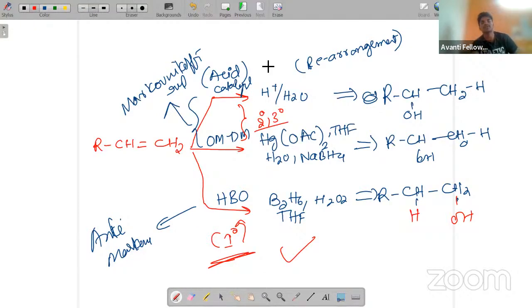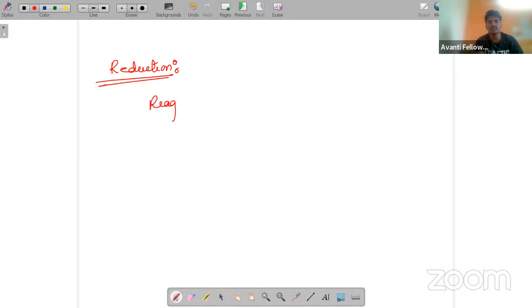Yes, very good. Right. Next one is reduction. So how do you do the reduction here? Reduction from which type of reagents? I'm going to write the reagents first here.